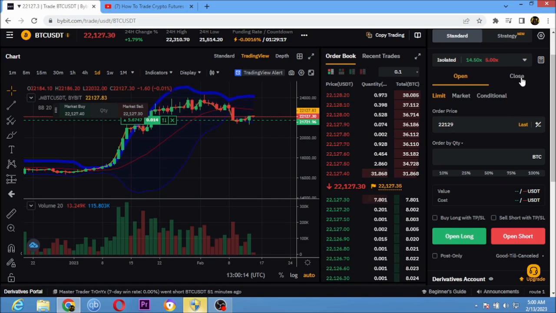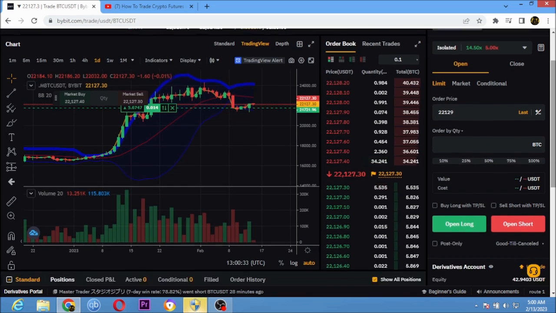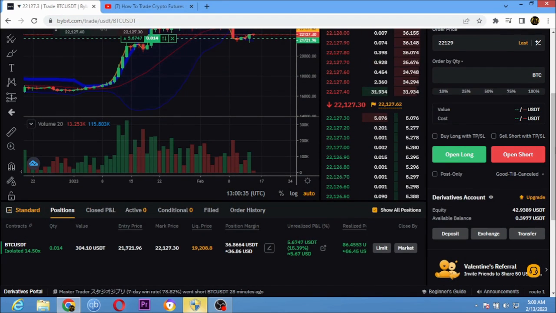There is open and close. So here we are going to use open. There is limit, market, and conditional. With the limit, this is the price that I'm going to buy from. This is the order quantity, how many BTC that I want to use. And here you can short or long.